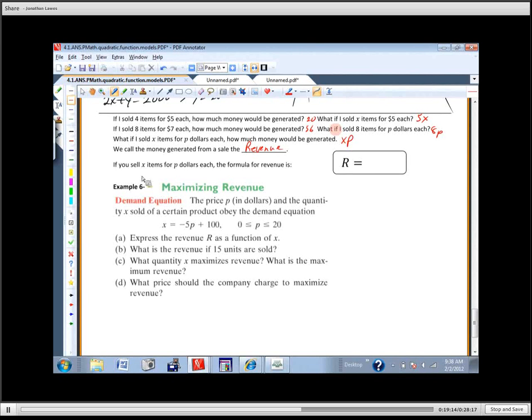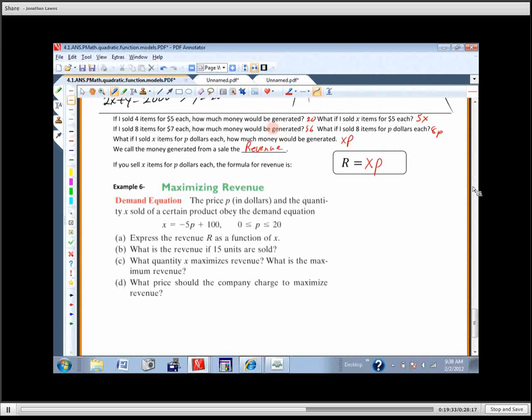So if you sell x items for p dollars, the formula for revenue is x times p. It's this simple idea that we've been going over in this little paragraph. If you want to know how much revenue you've got, how much money you've generated, take the number that you've sold, multiply it by the price. It's that simple.